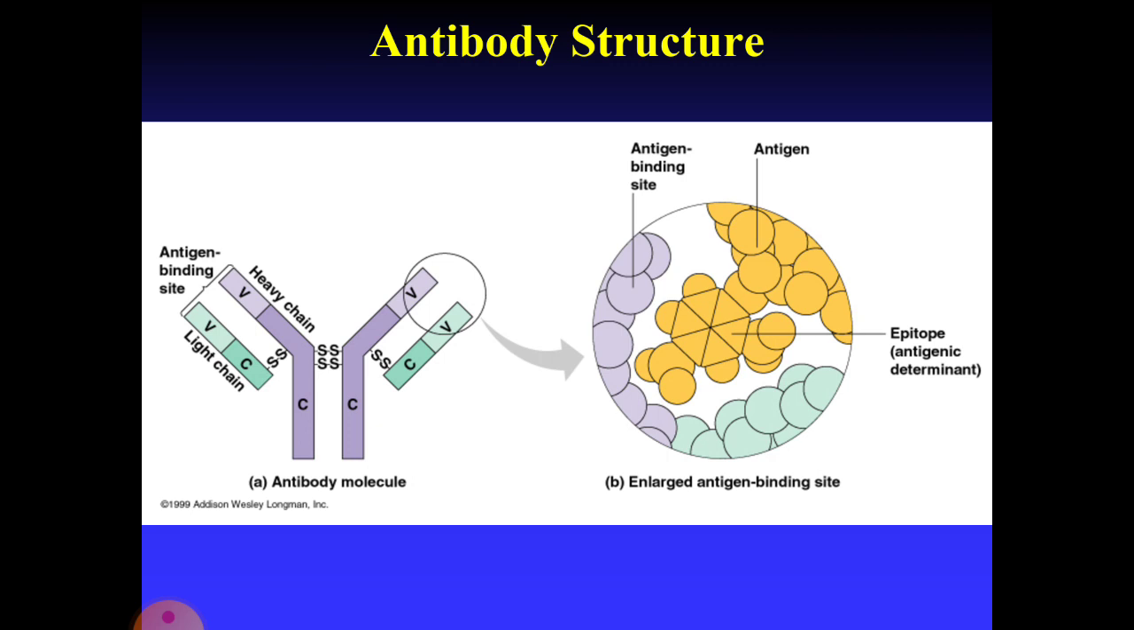Antibody structure. Here we can see the enlarged antigen binding site. The epitope of the antigenic determinant. The epitope present on the antigen binds with the antigen binding site in this fashion at the variable region.